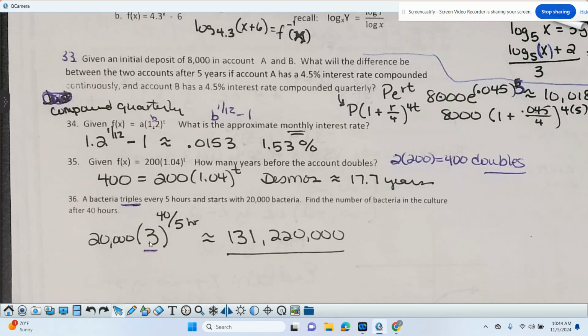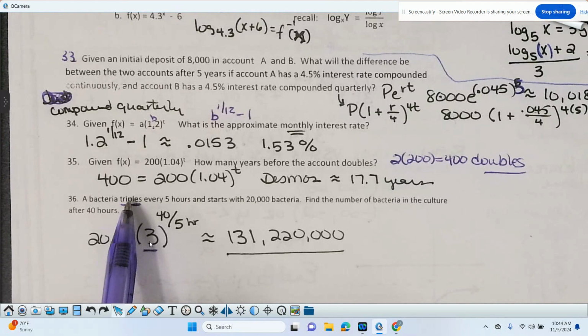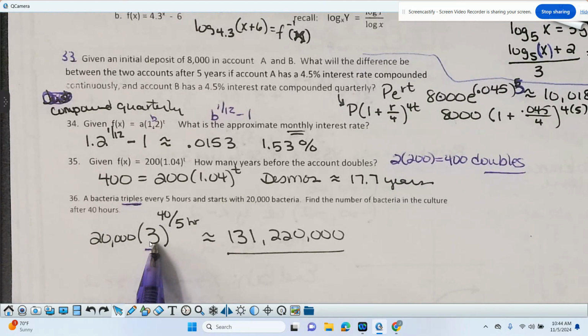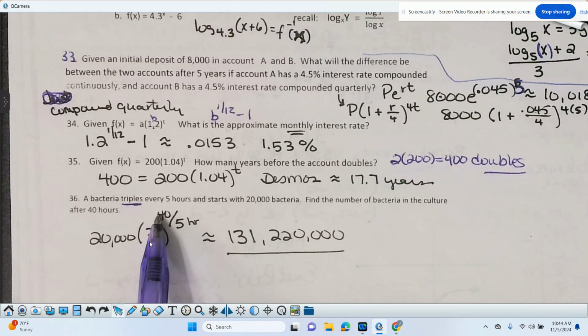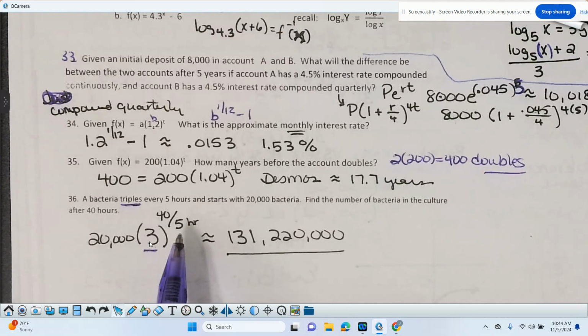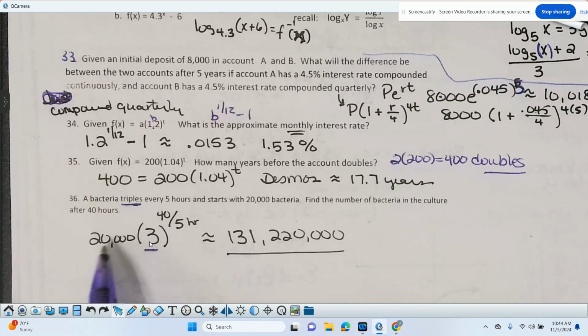But every time you have a double, triple, or half-life, whatever the double, triple, or half-life is goes as your multiplier. It'll tell you every something, and remember it's a fraction up here, that goes on the bottom. The time goes in the top, the every goes on the bottom. And your start at, your principal, starts in the front.